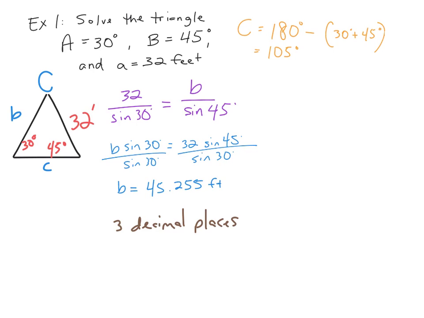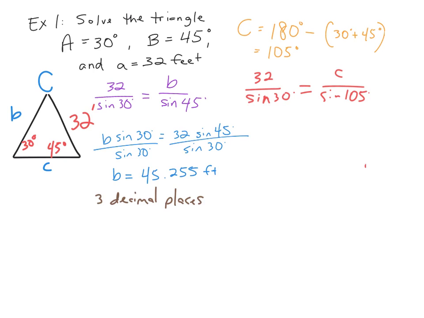Okay, so if we take a look at trying to find side C, again, we're going to need to set up a ratio. I'm going to go ahead and use the same 32 over sine 30 degrees equal to side C over the sine of 105 degrees, which was the angle that we discovered earlier.